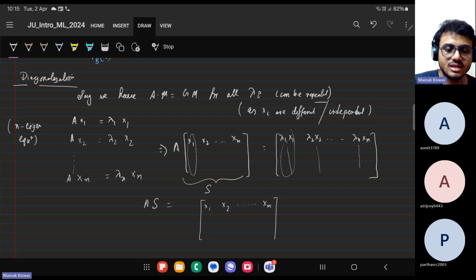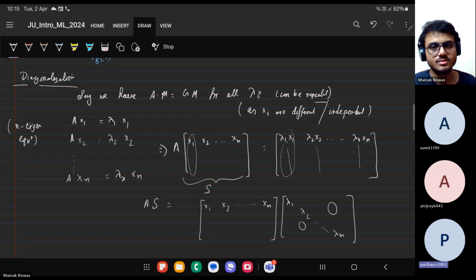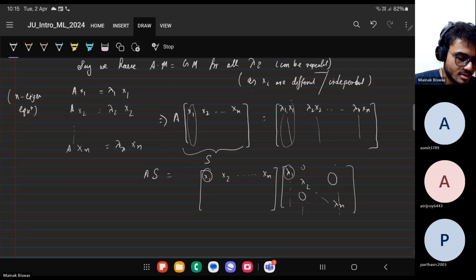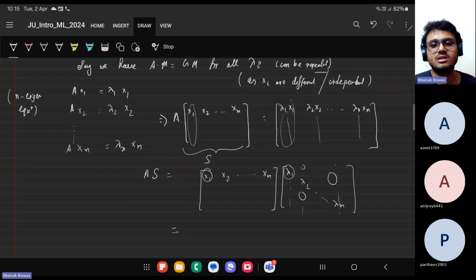And what can I write this as? Lambda 1, lambda 2, lambda n, yes or no? Yes, definitely. This lambda 1 will be multiplied with this, again row element, these are all zeros. Is it okay, others? Yes. Okay.